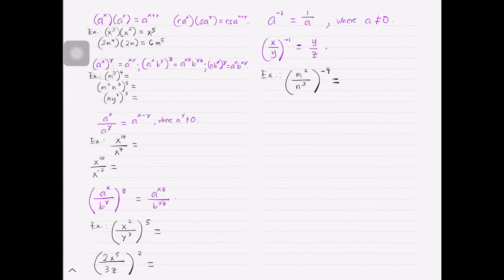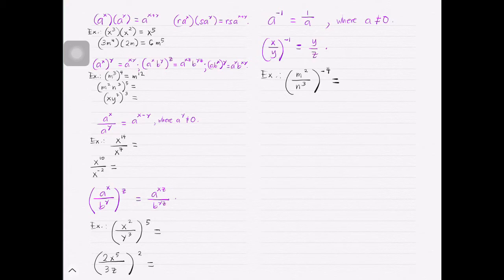This time, if we have something like a to the power of x and we have to raise it to another exponent y, all we have to do is to copy the base a and multiply the exponents x and y. So for m cubed raised to the power of 4, that will be m to the power of 12.